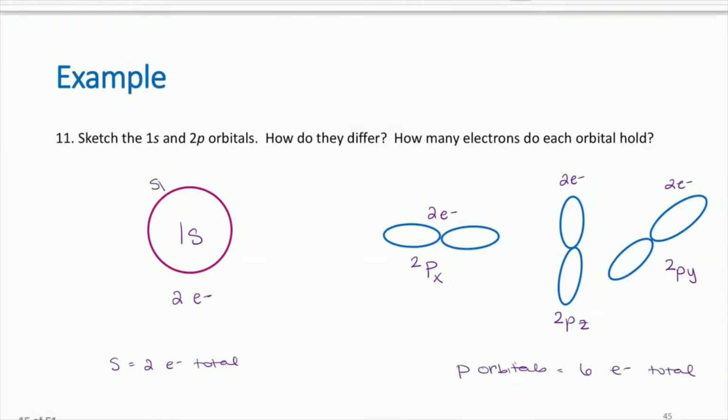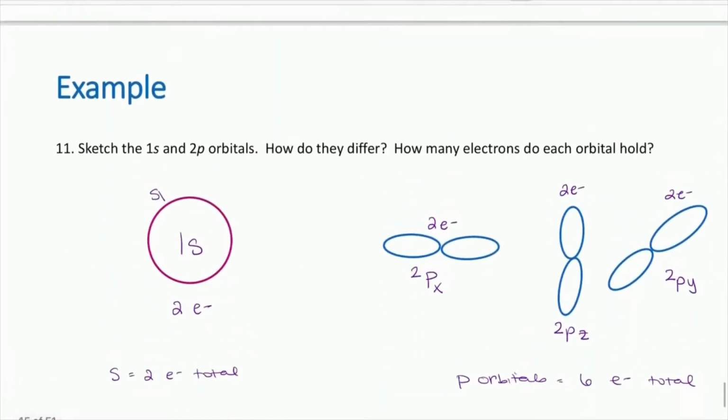S is a sphere. P is, I call them your dumbbells. Other people call them bow ties. Whatever you want to call them. But that's the difference in shape. And then these will actually have opposite, talk about this in another class, but one side will be shaded in, one side will not. So they're slightly opposite of each other, but this makes up your 2p, 2px, 2py, 2pz.